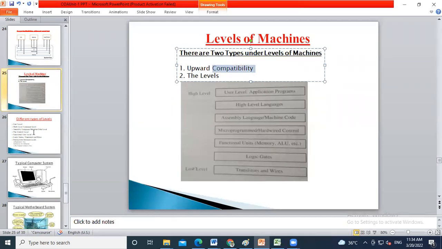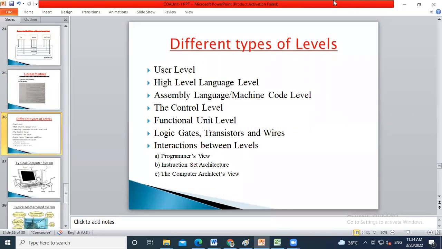Those different types of levels are, I'll show you here: user level, high level language, assembly language or machine code level, control level, functional unit level, and logic gates and transistors, along with the wires, and some interactions between the levels. These may be from a programmer's point of view, an instruction set architecture point of view, or a computer architect's point of view.